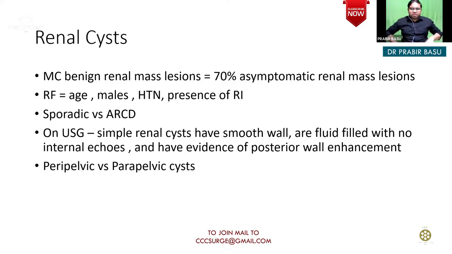On ultrasound, a typical renal cyst looks like this: it has a smooth wall, it is mostly fluid filled, okay? And with no internal echoes. This is basically the class one cyst, the totally non-malignant cyst, okay? And they have evidence of posterior wall enhancement. Now, herein, I would like to draw your attention: questions often come in exams, in MCQs, and often in short notes, on peripelvic and parapelvic cysts.